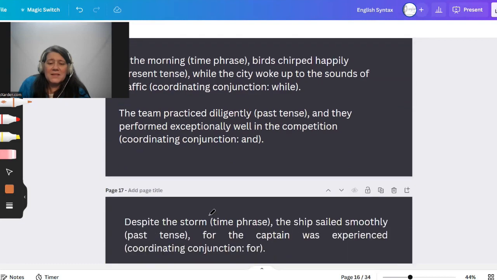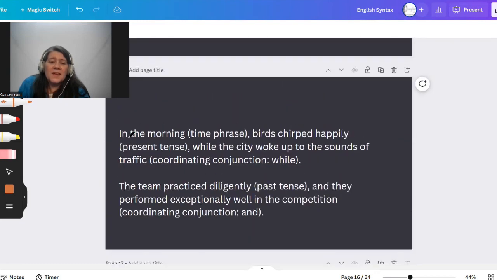Okay, the last, oh, we've got four more, I think. In the morning, birds chirped happily. There's our sentence. The city woke up to the sounds of traffic. Okay, and while is our conjunction. This happened and this happened at the same time. The team practiced diligently. They performed exceptionally well in the competition. You see how and is the right one to use there?